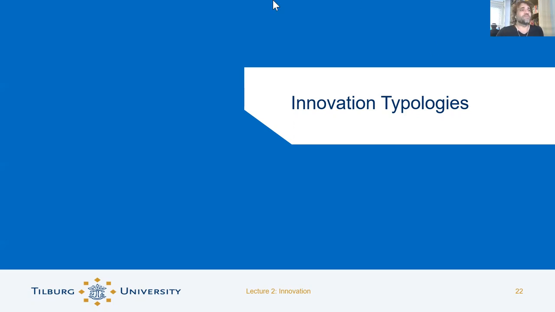So let's continue. I already switched on recording again. So now let's continue with different innovation typologies, and in the process I can explain a bit more about different types of innovation as well. Basically, innovation typologies are different ways of looking at different types of innovation. You could also call the different types of innovation that we discussed before an innovation typology. But there are, I think, two others which are quite useful in thinking about the concept of innovation.